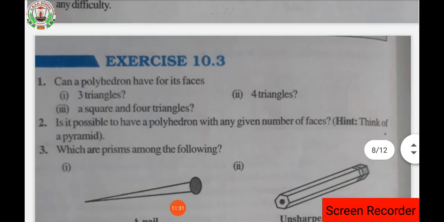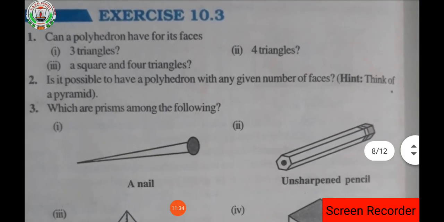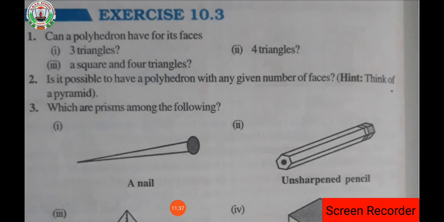Clear everyone? Now the last exercise of this chapter is 10.3. Can a polyhedron have for its faces: 3 triangles, then 4 triangles, a square and 4 triangles? Before doing this question we will see the polyhedron. What do you mean by polyhedron? While solving the question I will tell you what a polyhedron is. Then second, is it possible to have a polyhedron with any given number of faces? Think of a pyramid. Yes, it is possible.